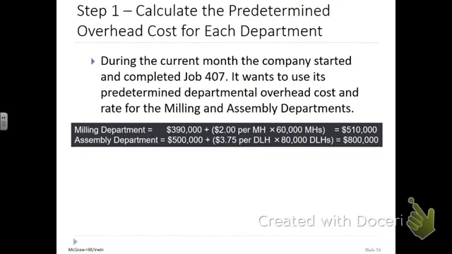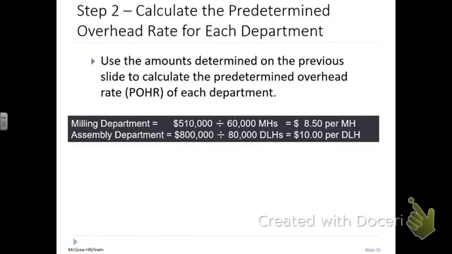So they took the 390, then added the variable overhead costs, the $2 per machine hour and the 375 per direct labor hour. And that's going to provide them with the total costs for next year. Then what they need to do is divide that by how many machine hours or labor hours they're actually going to use, in this case 60,000 and 80,000. And that gives them the rate, and those are the overhead rates: $8.50 per machine hour, $10 per direct labor hour.